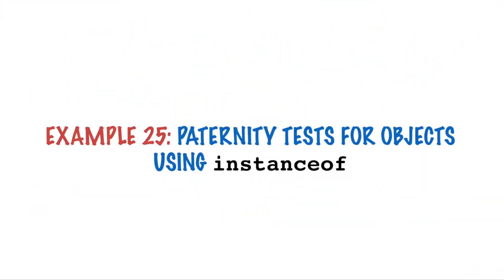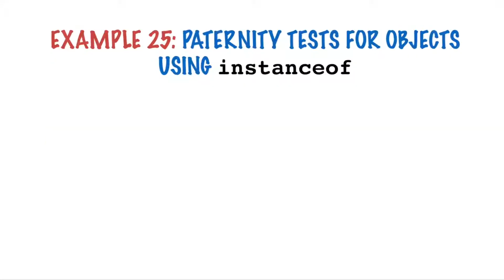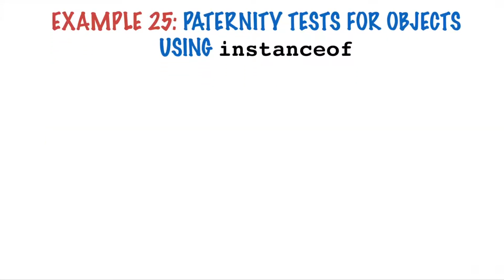We just learned about the typeof operator, which allows us to distinguish between numbers, strings, booleans, and objects, but it does not tell us what type of object it is. It cannot differentiate between objects. And that's where instanceof comes in.